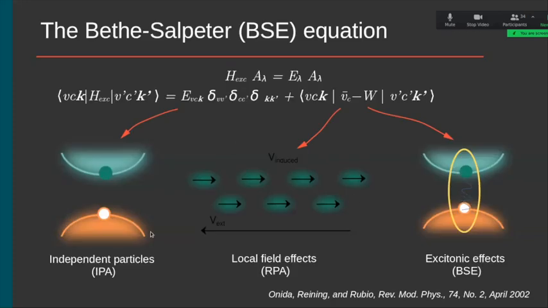By the way, during the talk, I will refer to independent particle calculations as IPA, calculations that include the independent particle term plus the Coulomb term as RPA, and the Bethe-Salpeter calculations as those performed by using the full Hamiltonian.